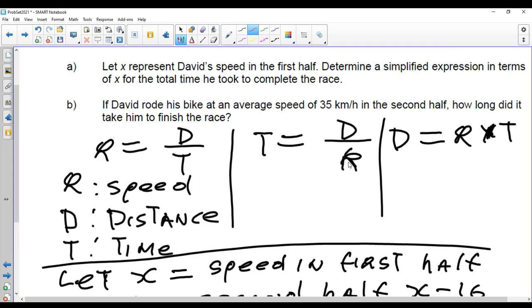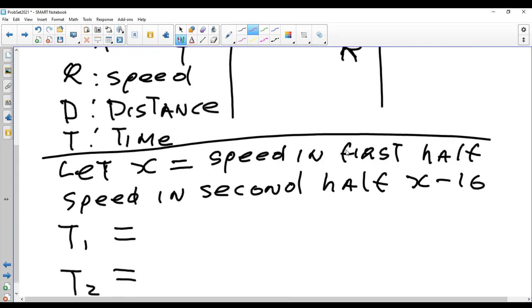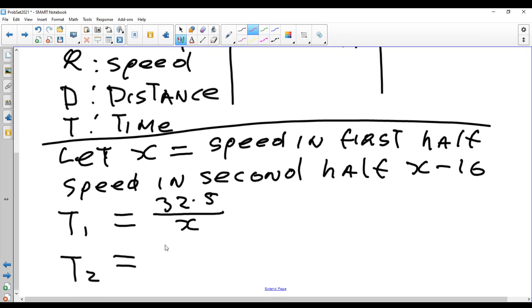The distance, remember, in the first half, you're just doing the first half of the race. The race is 65 kilometers. So first half of that is 32 and a half. You can divide 65 by 2. So 32.5 divided by his speed in the first half, which we call x. In the second half, it's the same 32.5, but we said that his speed in the second half, what you just told me, Sahil, was x minus 16.